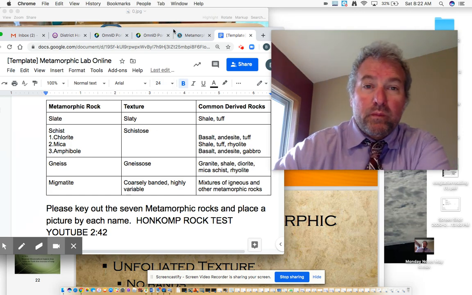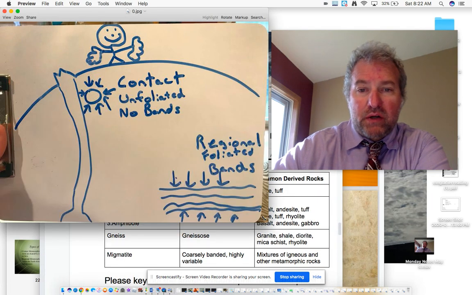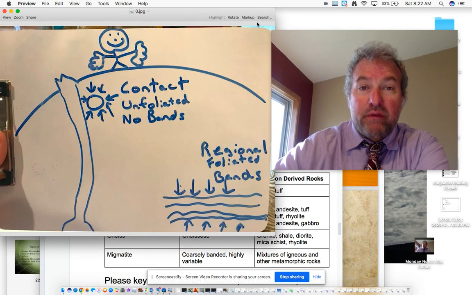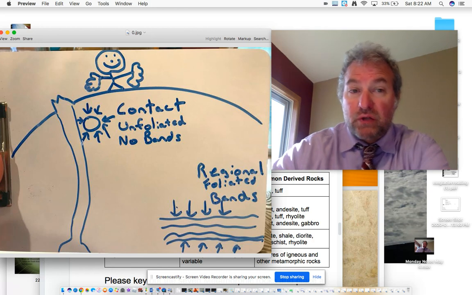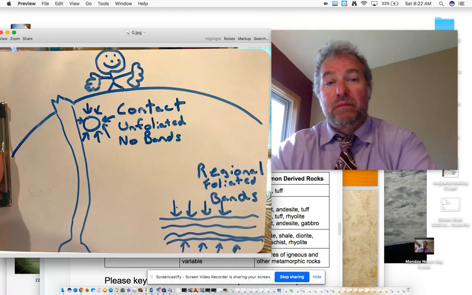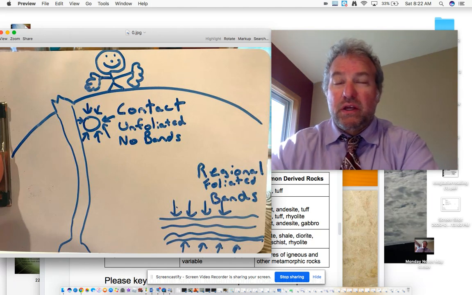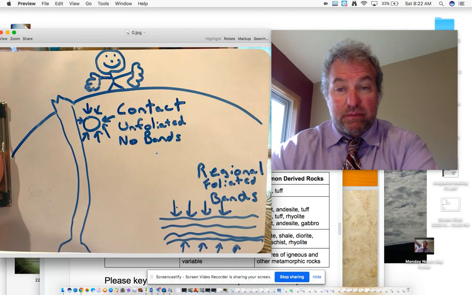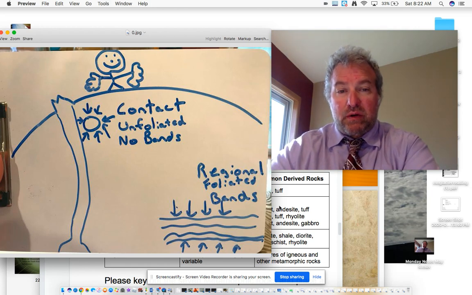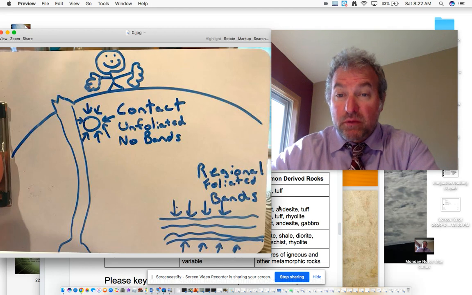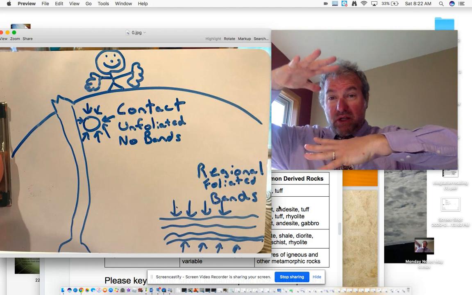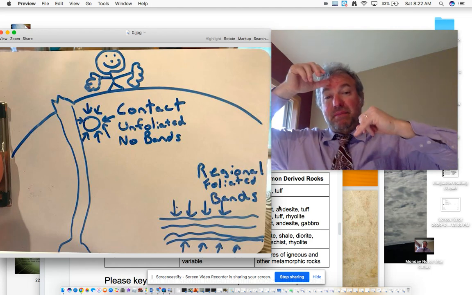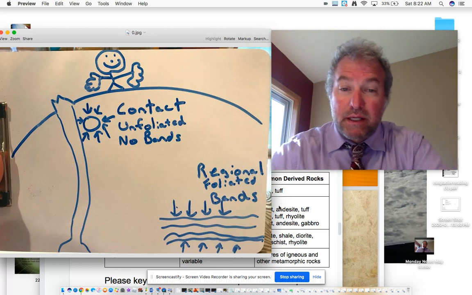Here I have a little bit of an artistic rendition of the types of metamorphism and the types of textures that occur. Here is magma beneath the Earth's surface. It creates a contact metamorphism, an unfoliated texture. That means no lines or bands in the rocks. Here in the bottom right-hand corner of this beautiful drawing, we have regional metamorphism. It's been squeezed from above and below and creates lines or bands in that metamorphic rock, creating a foliated texture.